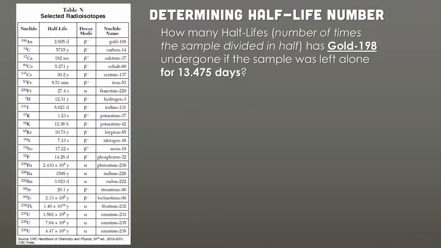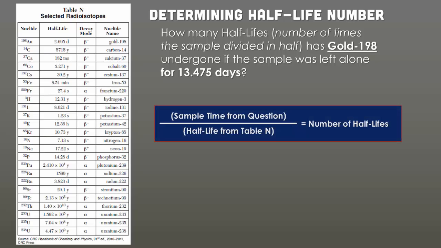So we're going to teach you how to determine half-lives by using some examples. So how many half-lives, or numbers of times that the sample actually divides in half, has gold-198 undergone if the sample was left alone for 13.475 days? So take the sample of time from the question, divide it by the half-life time from table N, so you have to find gold-198, and that gives you the total number of half-lives that that would take.